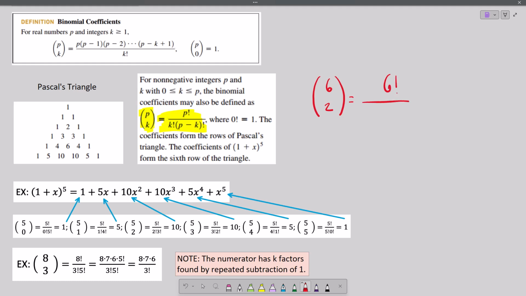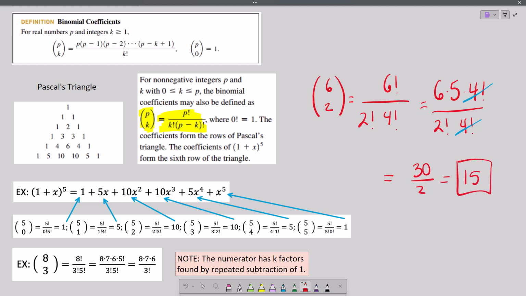So this is 6 factorial over 2 factorial times 4 factorial. But if you notice, 6 factorial is really 6 times 5 times 4 factorial. And so there is a cancellation here. When you're doing these binomial coefficients in an algebra class, everything is an integer. And so you get a 15 here. So there are 15 different ways to pick 2 things from 6 things.